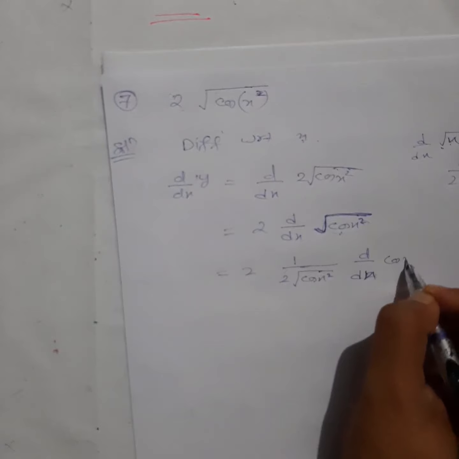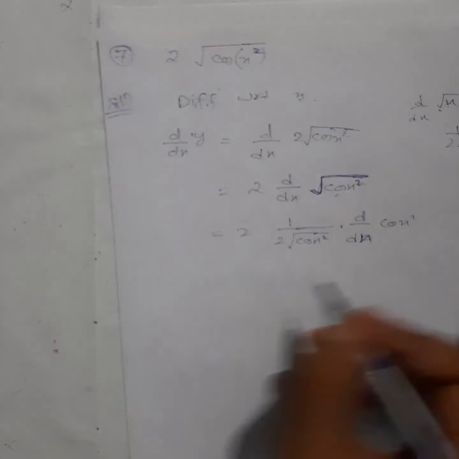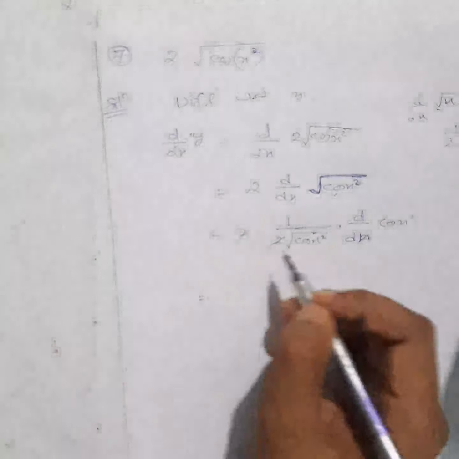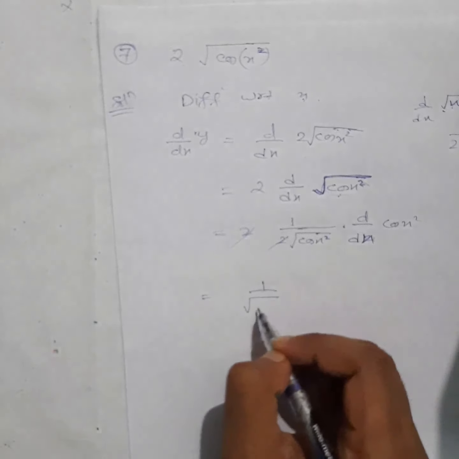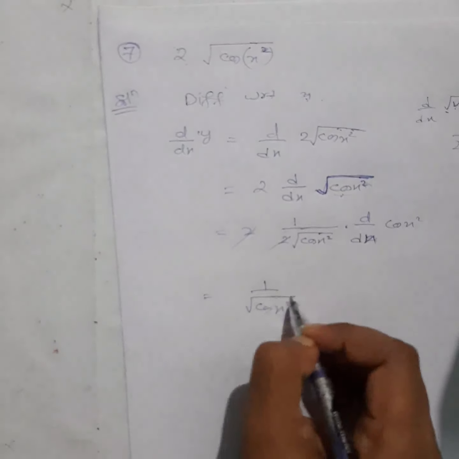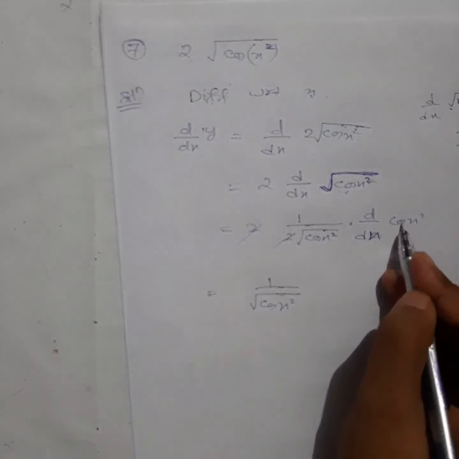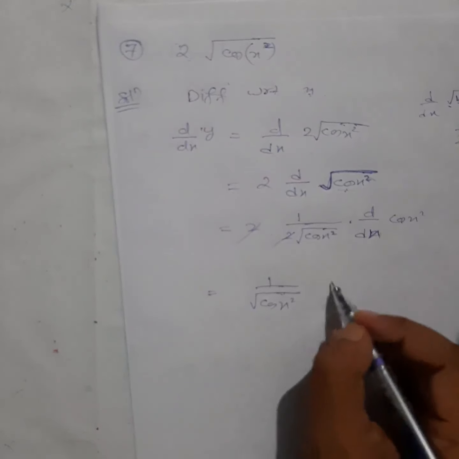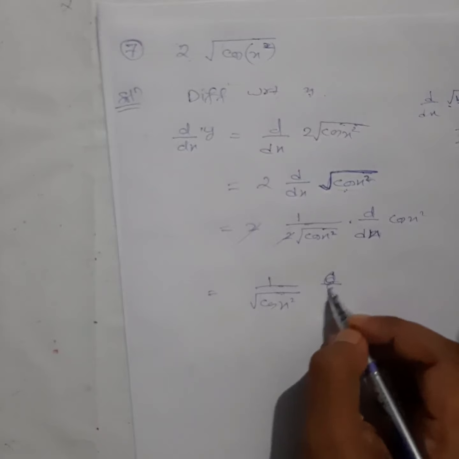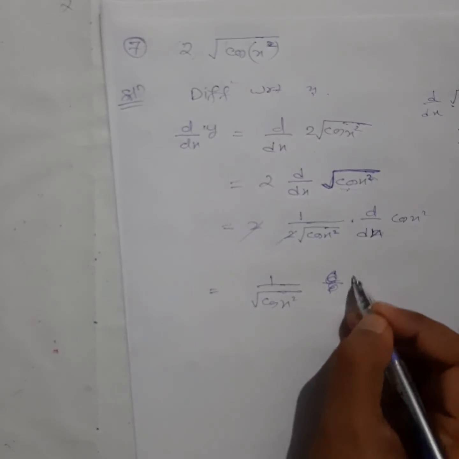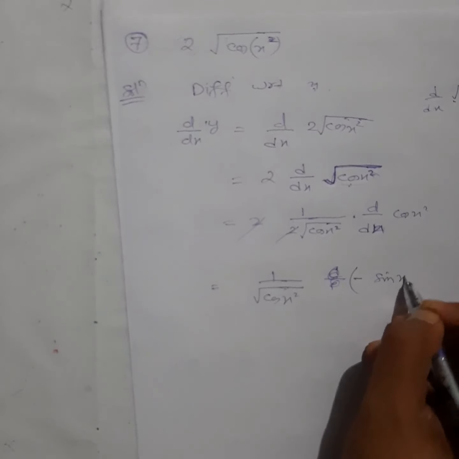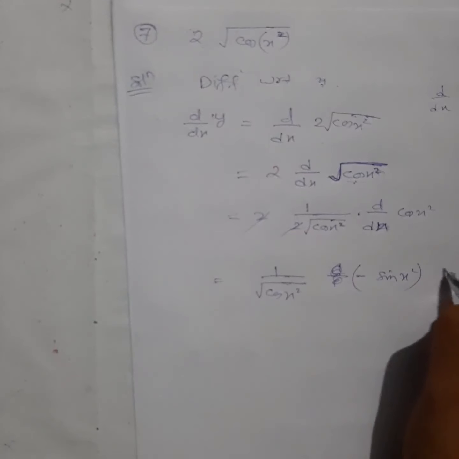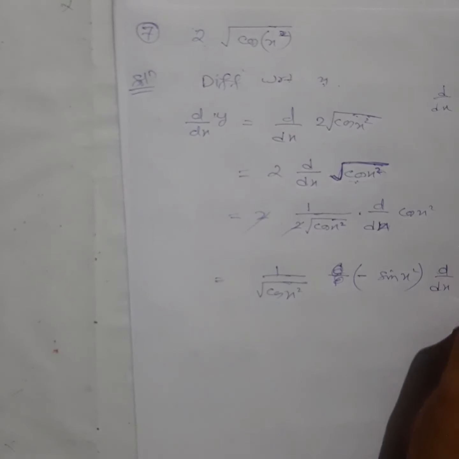d/dx of cos x square. Okay, so what will you get? 2 goes, 1 by root cos x square, d/dx of cos x square, right? Now this is not simply x again, so you have to derive this again, right? So d/dx of cos x, minus will come, sine x square. So this x square you have to derive again, d/dx of x square.